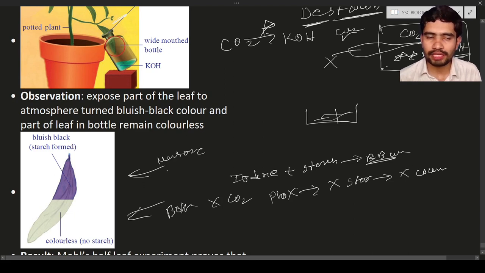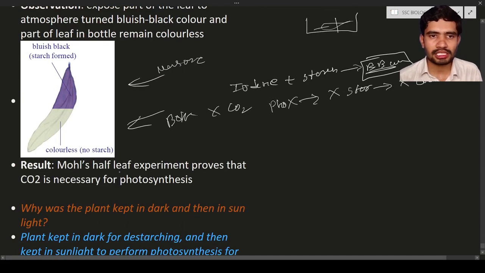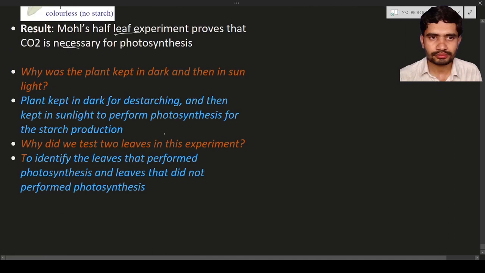The top half of the leaf has starch. Why? Because it performed photosynthesis, so the bluish black color appears. So this is the moll's half leaf experiment. The result is that the moll's half leaf experiment proves that carbon dioxide is necessary for photosynthesis. You have to write CO2 in this way: the 2 should be a subscript, not a superscript or in the middle.